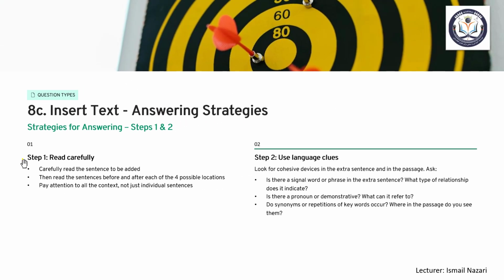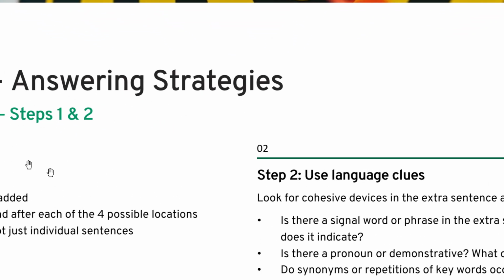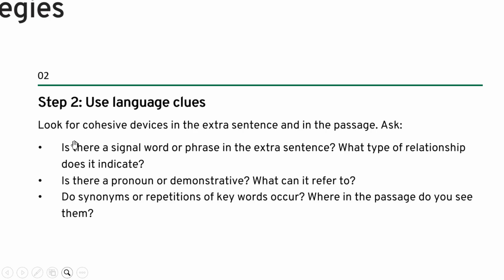The next thing is we have to use those language clues when we are choosing a specific location. So look for cohesive devices in the extra sentence and in the passage and ask yourself: is there a signal word or phrase in the extra sentence? What type of relationship does it indicate? Is it cause and effect, comparison, contrast, chronological, or any other type of relationship? Or is there a pronoun or demonstrative? What can it refer to? Like we had the word this in our previous example. So this referred to a previously stated idea. Look at that, and whenever you are analyzing the answer choices, you can pick the right location for insertion.